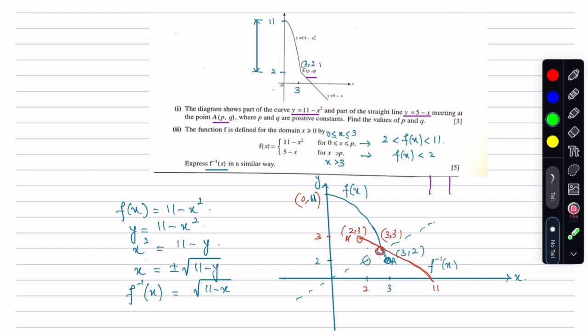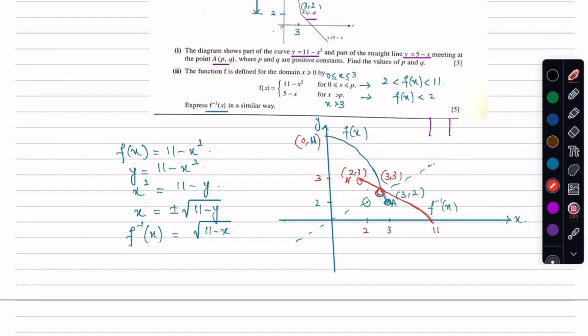So the domain of the function shall be from 2 to 11. This is going to be the domain of f inverse. So I'm just going to write the domain of f inverse as x for 2 less than x, which is less than or equal to 11.